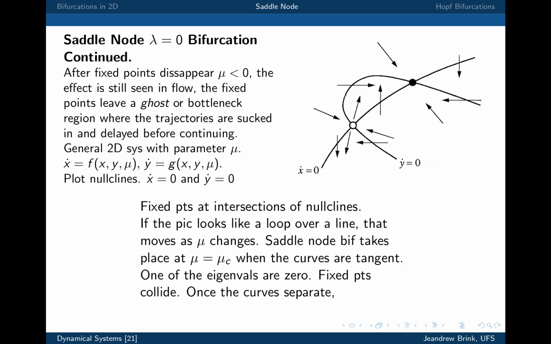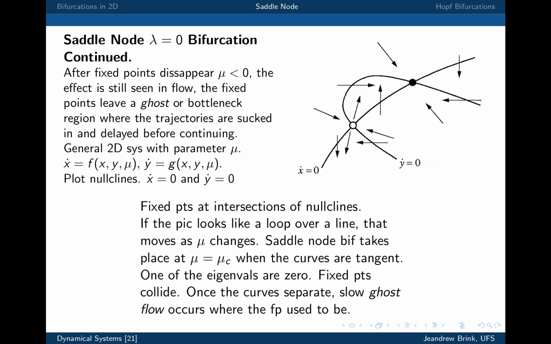Okay. And once the curves separate, in other words, when this curve is free of the other one, you're going to have this slow ghost flow that occurs where the fixed point used to be. It's almost as if it feels that the fixed point was there, but it's not quite there anymore. Okay. But it can still get through, it just sort of hovers around there longer than you expected from normal. So, any questions before we go on to another one?